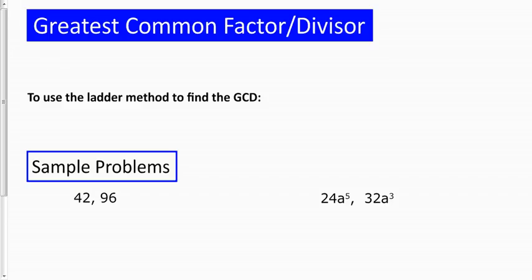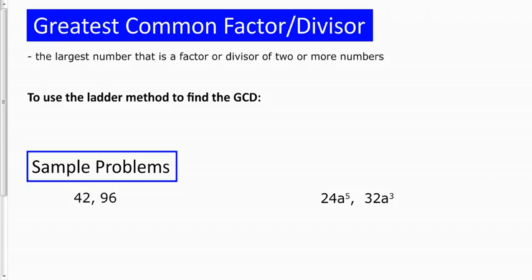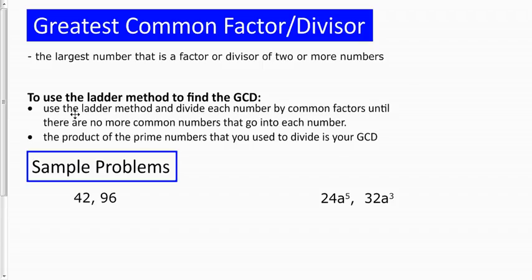All right, next we're going to look at the greatest common factor, or another word for that is greatest common divisor. The greatest common divisor is the largest number that's a divisor of two or more numbers. We can use the ladder method to find the GCD by dividing each number by common divisors until there's nothing in common that goes into each. And then the product of those numbers that we use to divide is going to be our GCD.